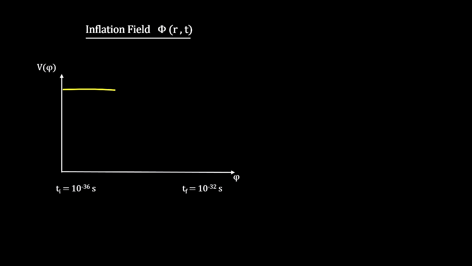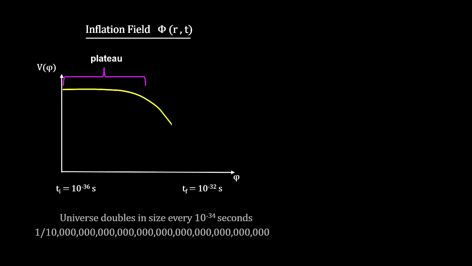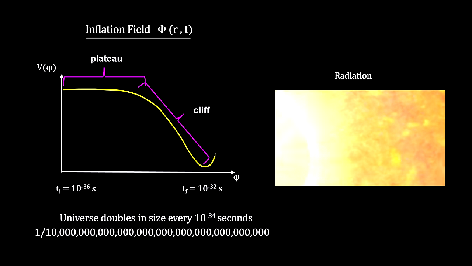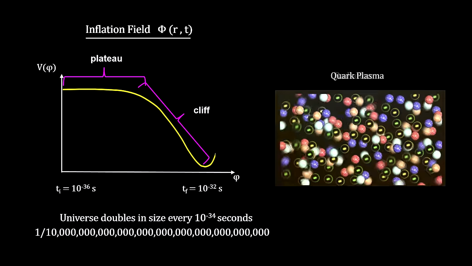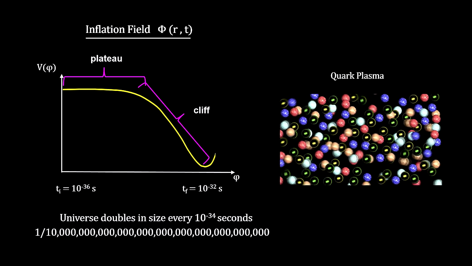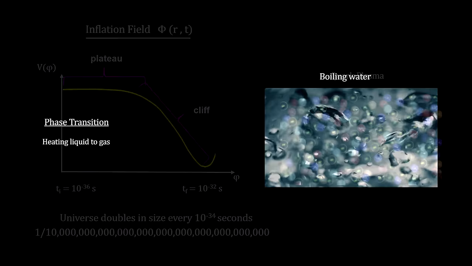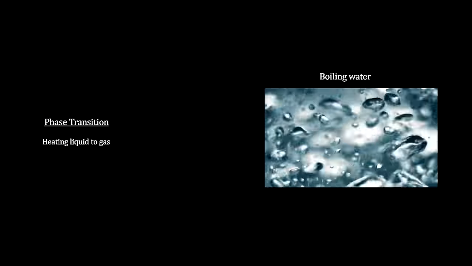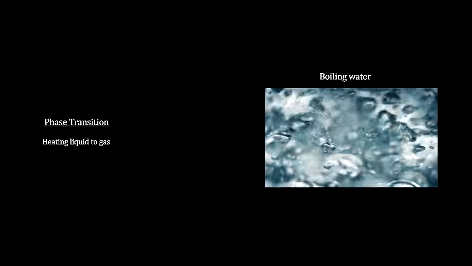For example, as we covered in the How Old Is It video book on the Lambda Cold Dark Matter Big Bang theory, the universe began with an extremely short period of exponential expansion called inflation that produced a radiation-only universe that cooled into a quark plasma. The phase transition from radiation to a quark plasma is similar to water's phase transition from liquid to gas in boiling water. Note that phase transitions do not create gravitational waves.